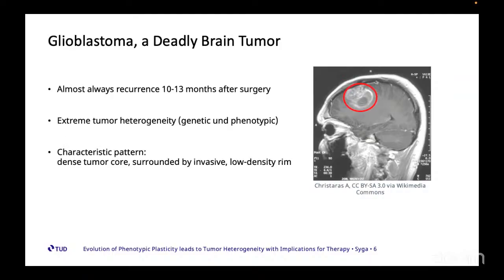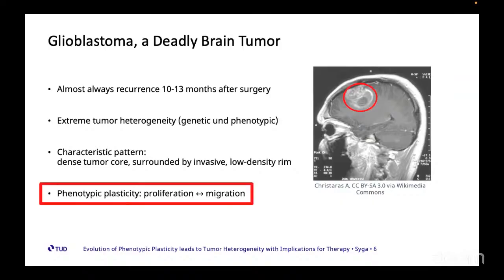It's also characterized by extreme tumor heterogeneity, as Kristen mentioned, both on the genetic and phenotypic level. And you have a characteristic growth pattern where you have this dense tumor core surrounded by a low-density invasive rim. And then there is a hypothesis about phenotypic plasticity that can explain this, the so-called go or grow dichotomy: that somehow these tumor cells switch between a phenotypic state where they grow very much, or they can switch to a state where they migrate a lot.